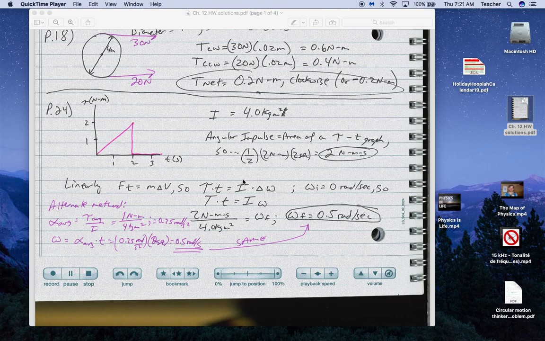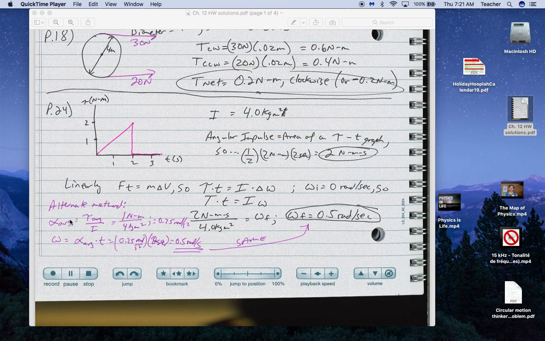So again, that's the change in angular momentum. In this particular case, I get that the torque times time, which is the area of the graph, is 2 newton meter seconds. We're given that this is 4 kilogram meters squared, so the angular velocity would be 0.5 radians per second.